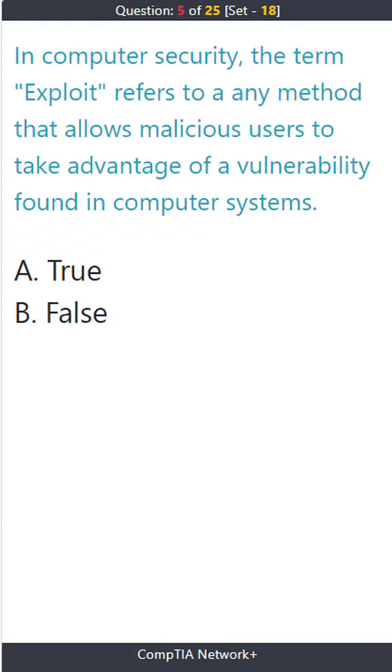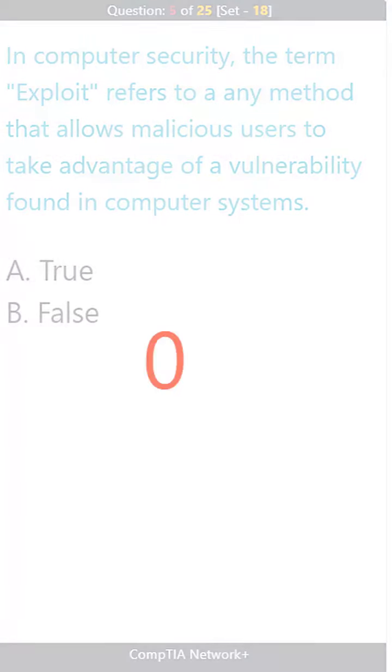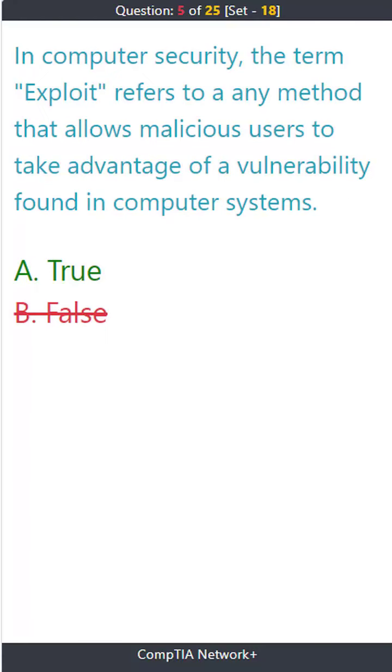Question 5. In computer security, the term exploit refers to any method that allows malicious users to take advantage of a vulnerability found in computer systems. A. True. B. False. The correct answer is A. True.